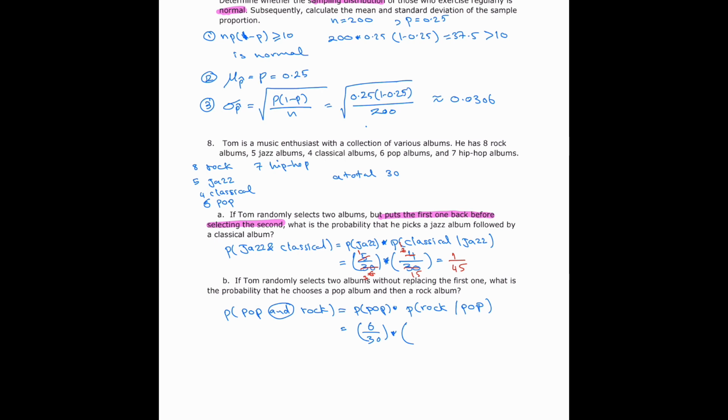Now, what is the probability that Tom selects rock, given that 1 pop is gone? That is how many rock albums we have, 8, out of how many albums we have in total now that 1 pop is gone? That is 29 in total. So the total went down by 1 because Tom did not replace the first one back. Now, if you multiply, you're going to get 48 over 870. If you divide both by 6, you're going to get 8 over 145. Or you can reduce from the start. It doesn't matter.